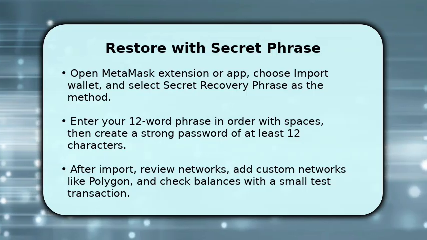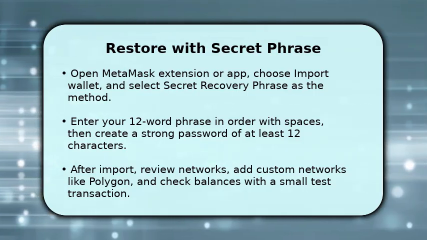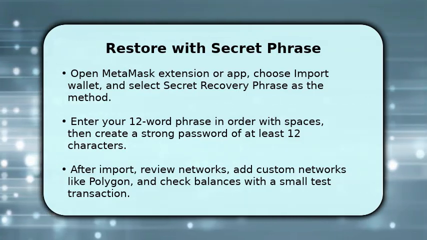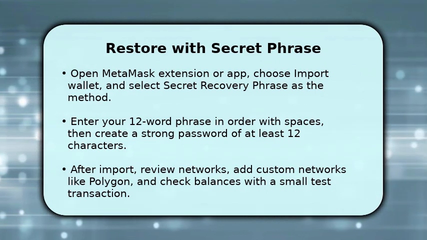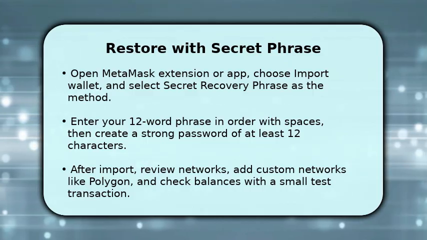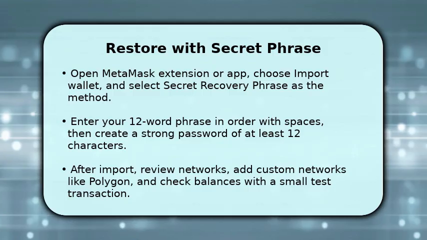Once restored, reveal accounts and add any missing networks such as Polygon or Binance Smart Chain by entering RPC details. Confirm asset balances and always send a small test transaction, for example, before moving larger amounts.